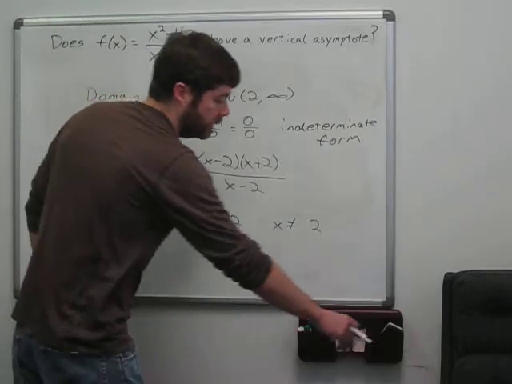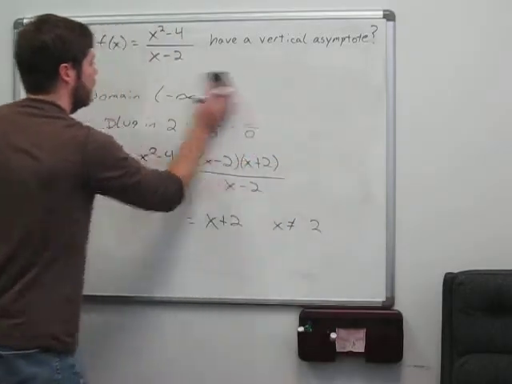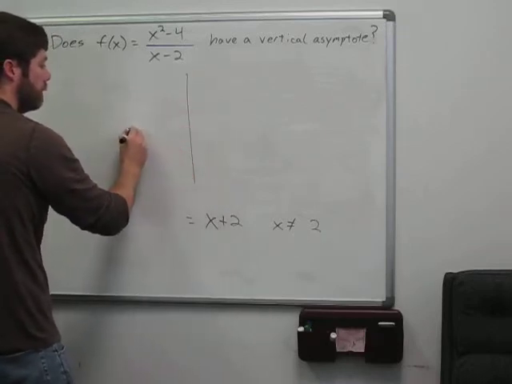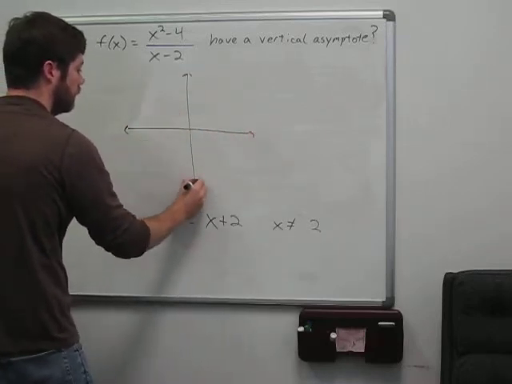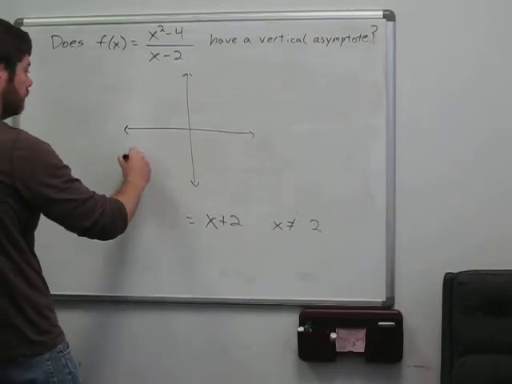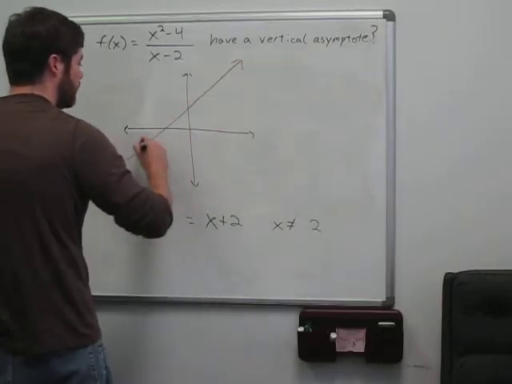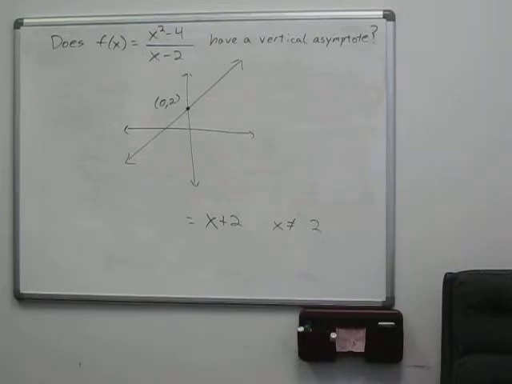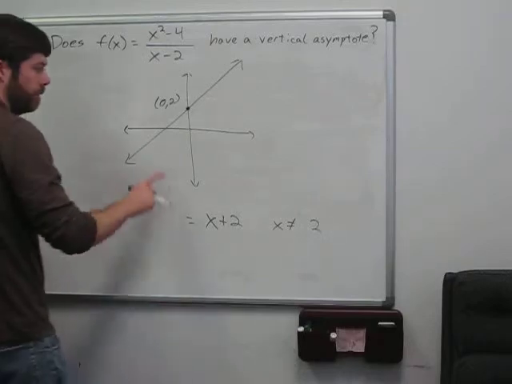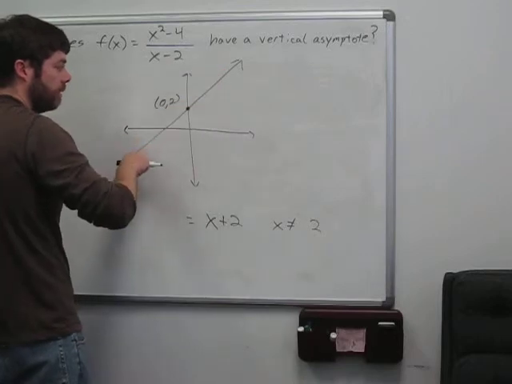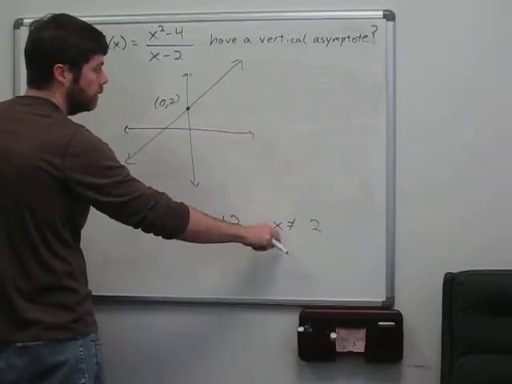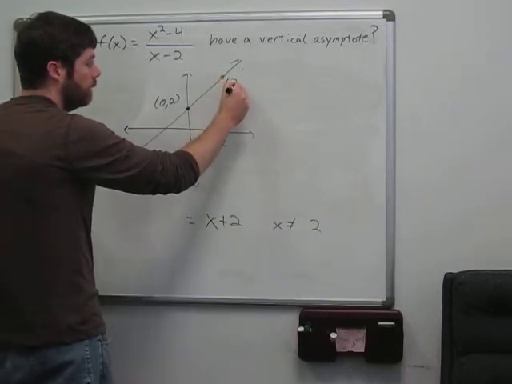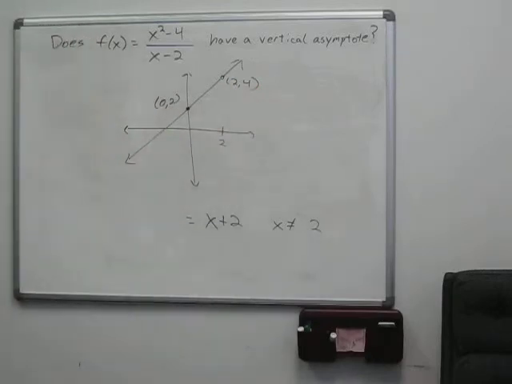So what does the graph of this function look like? Well, here are my axes. The line x plus 2 just has a slope of 1 and a y-intercept of 2. But this function has this graph everywhere except for where x is equal to 2. So at the point (2, 4), our graph has a little hole in it.